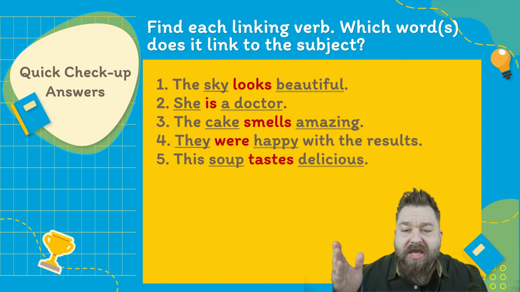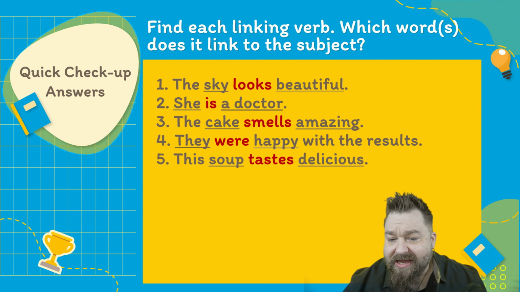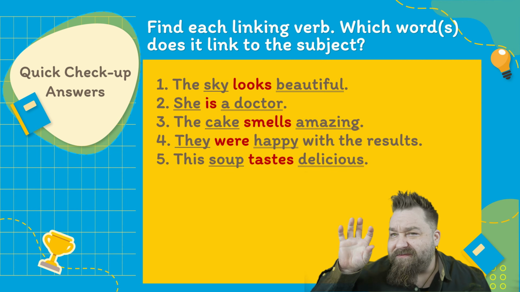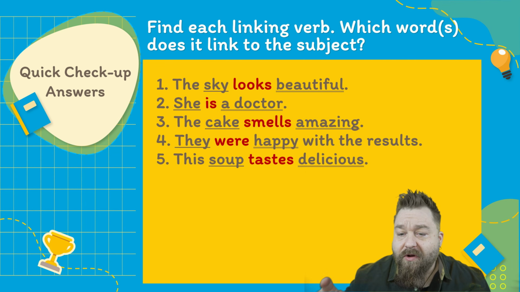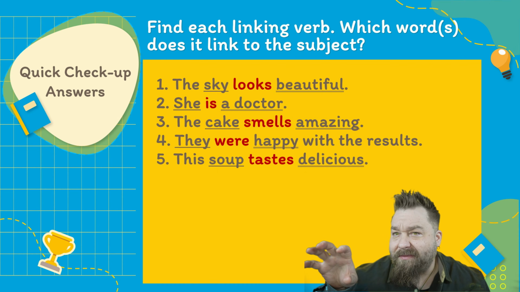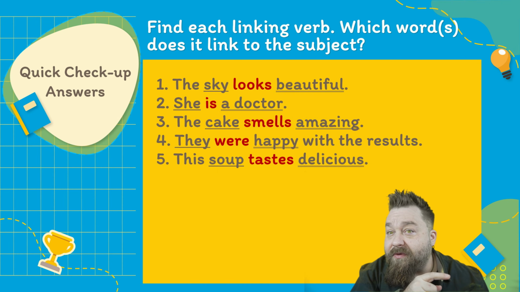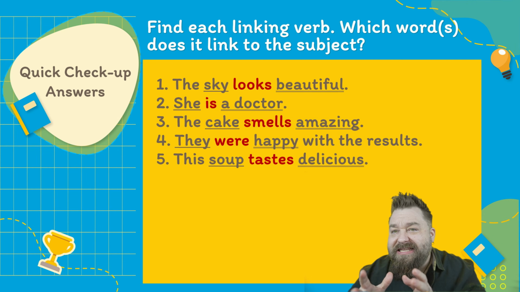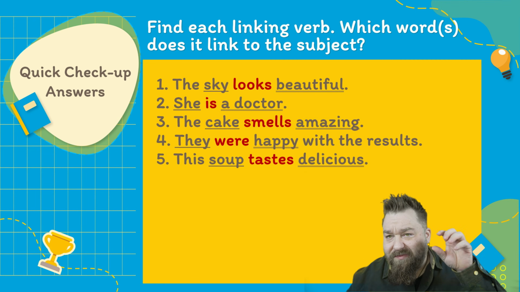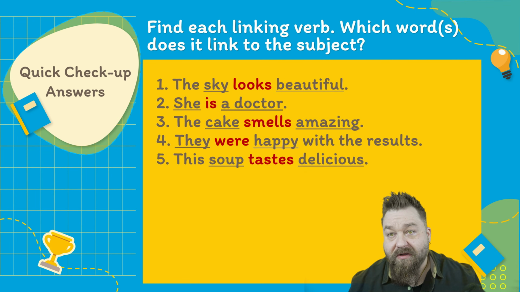Number 3, the cake smells amazing, right? We're linking that amazing smell to the cake. Number 4, they were happy with the results. Oh, we're linking the idea of them being happy with the results, with they. And number 5, this soup tastes delicious. We're linking that idea of the soup being delicious. Cool. Now let's take a look at exercise number 1.